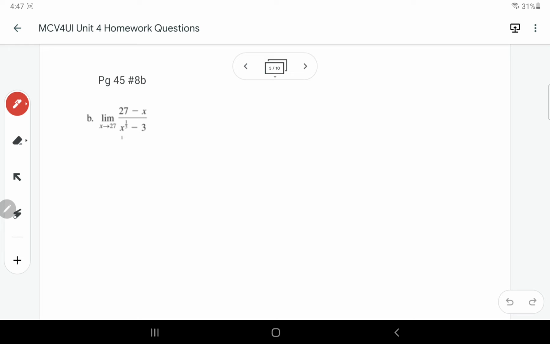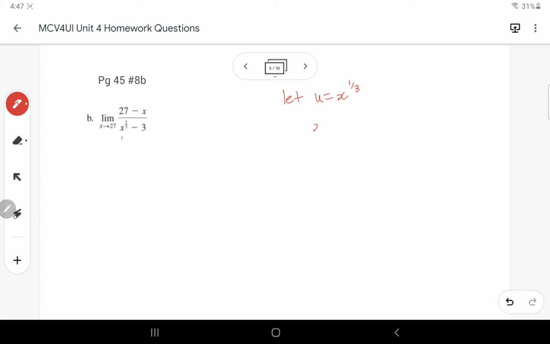Okay, we've got 27 minus x over x to the 1/3 minus 3. Now, typically, whenever we have something that's not just a square root, you're going to want to do substitution. So I'm going to say let u equal x to the 1/3, because that's the piece of this that I don't really want to deal with.